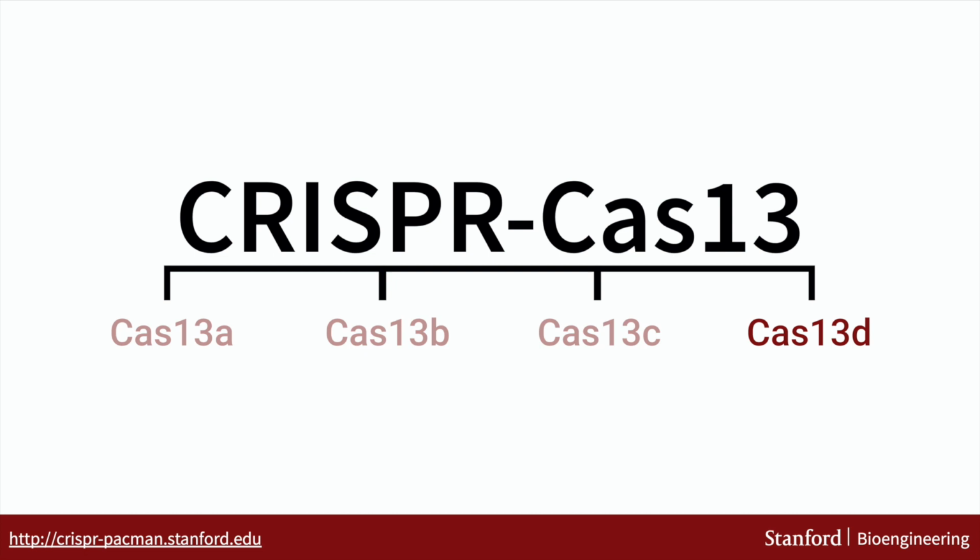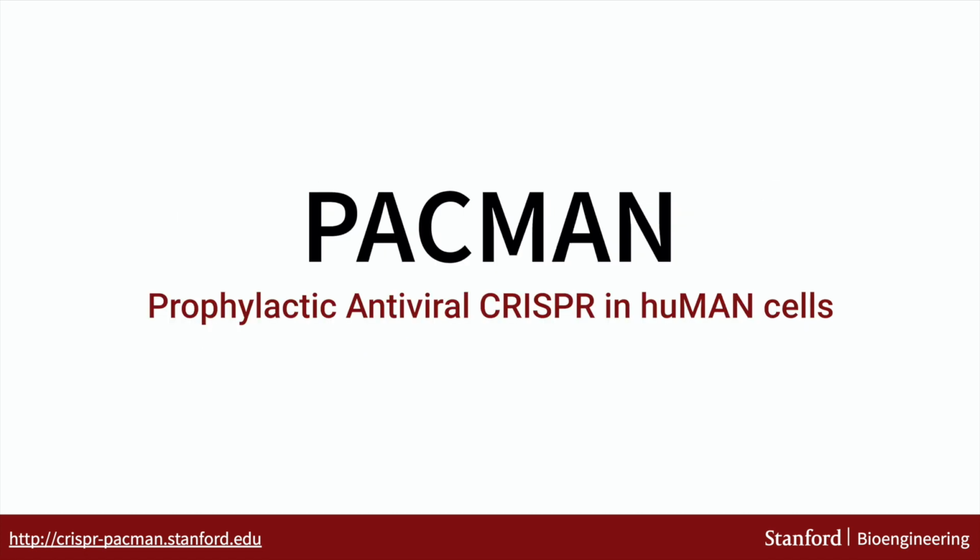The CRISPR-Cas13 system can programmatically bind and cleave RNA, which was originally identified by the Feng Zhang lab in 2016. Cas13d is a subtype of the Cas13 system, originally identified by Konermann et al. and Yan et al. Because of their small size and high targeting efficiency, we used Cas13d subtypes to develop PACMAN.